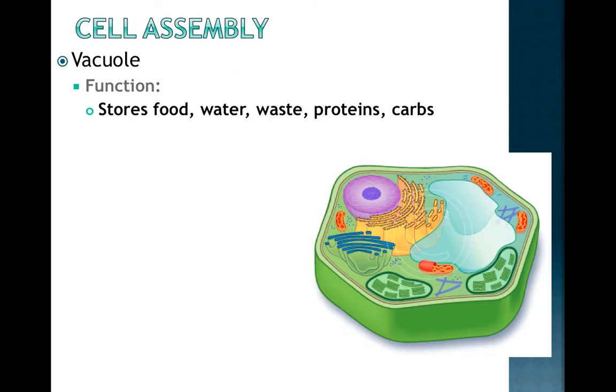All right, so the vacuole. This should say endomembrane, so it still should be part of the endomembrane. The vacuole, if you look in this cell, it kind of looks like a pool. So it's very, very large in our little plant cell here, and it's for storage. It's going to store our food. It can store water, it can store waste, it can store proteins, it can store carbs, it can store pretty much anything.